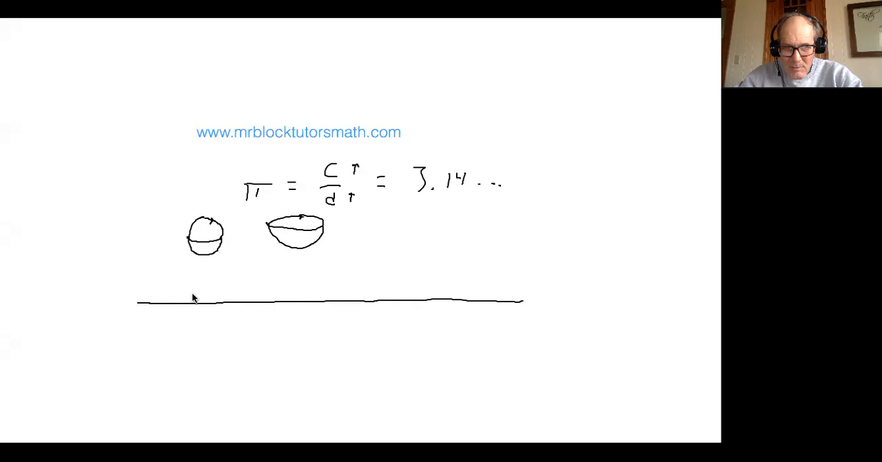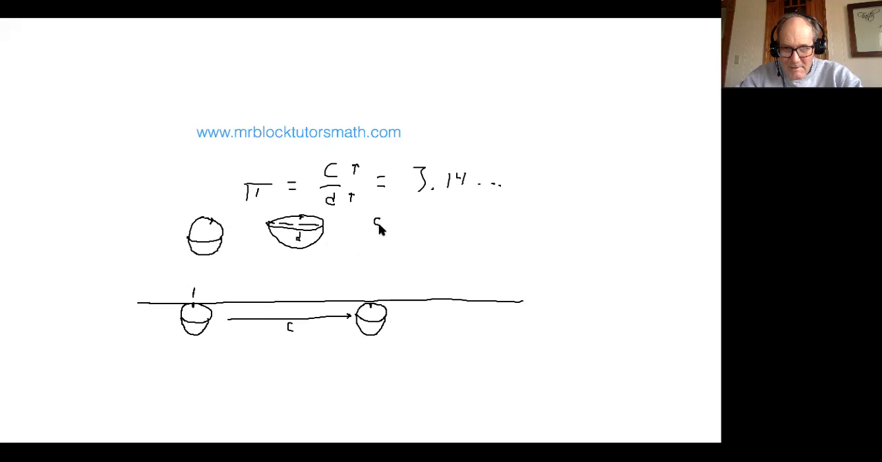And we set each bowl down on its edge, with the mark right down, and we marked the piece of paper right there. Then we rolled that bowl along the piece of paper until the mark came back onto the bottom again. And that distance we called circumference. This distance over here from one side to the other side, of course, we called diameter.